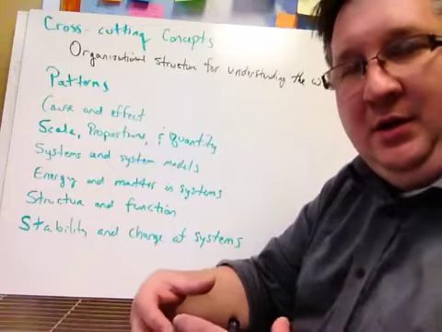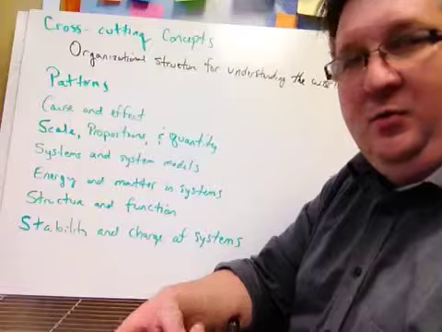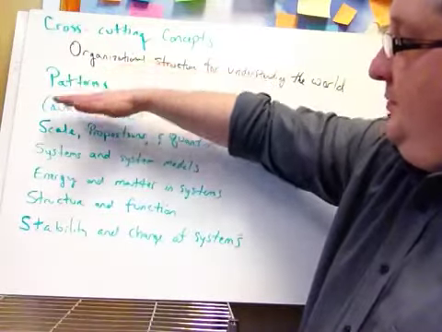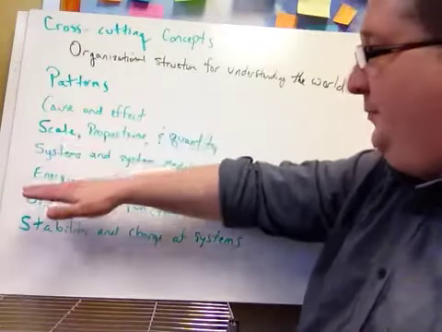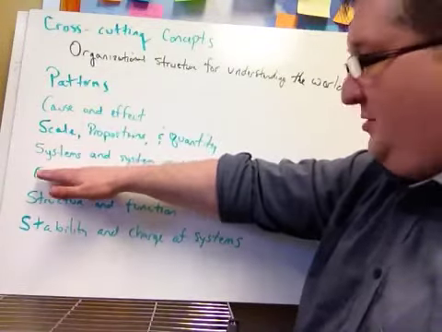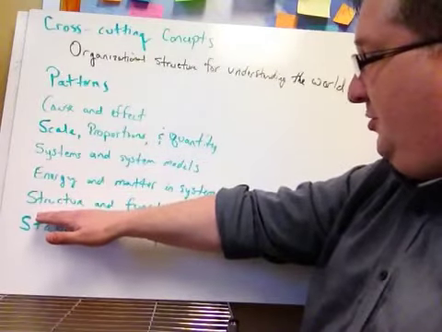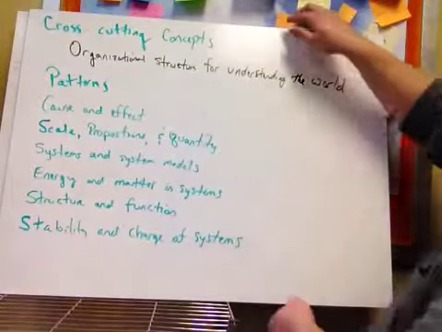The 7 cross-cutting concepts outlined in the framework, again, stretch kindergarten through 12th grade, and they include patterns; cause and effect; scale, proportion, and quantity; systems and system models; energy and matter in systems; structure and function; and stability and change in systems.